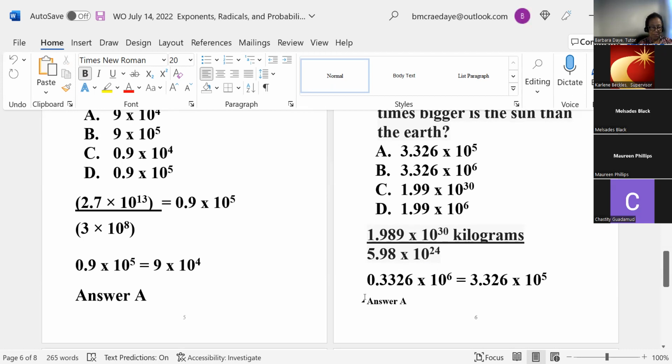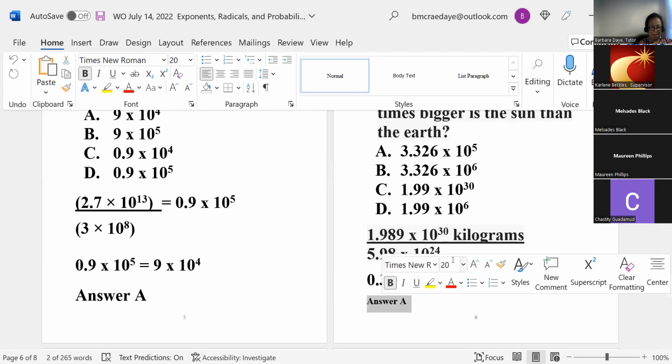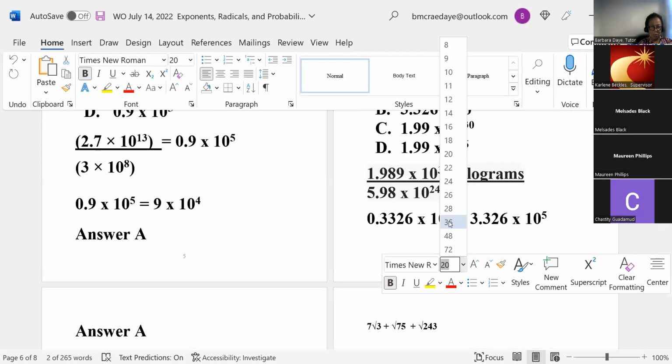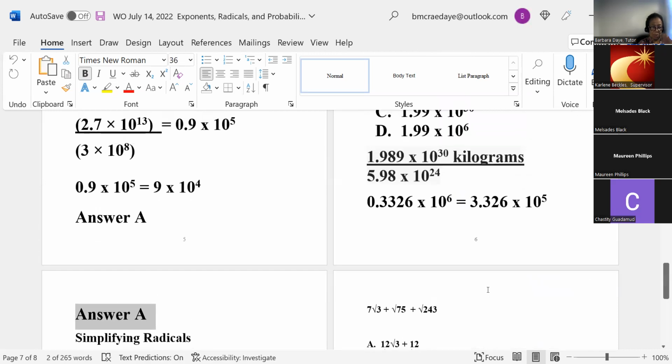Got it? Yes, miss, but I didn't know that part of it, to do the increase or decrease. I think we went over it. Yeah, we did it, right? But we'll do some more. I have some more examples to do.